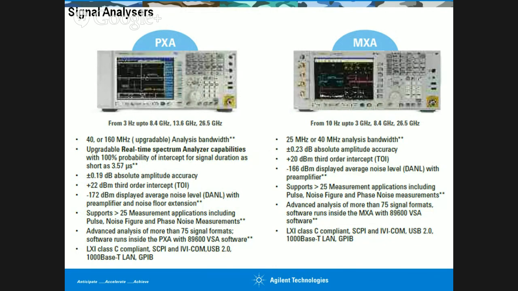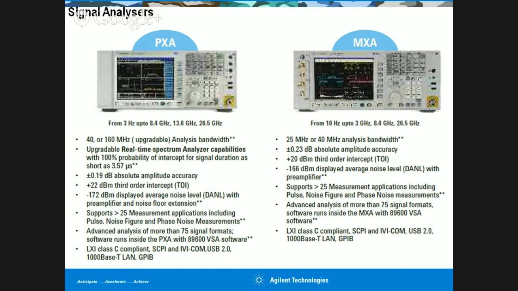So we have these high-end signal analyzers on our rate contract, the PXA series of signal analyzer, which is our highest performance signal analyzer, and which is actually the industry's highest performance signal analyzer, with up to 160 megahertz of analysis bandwidth, which is upgradable to real-time spectrum analysis capability, giving you a displayed average noise level, a sensitivity of up to minus 172 dBm at 2 gigahertz, which is almost just 2 dB above the thermal noise floor.